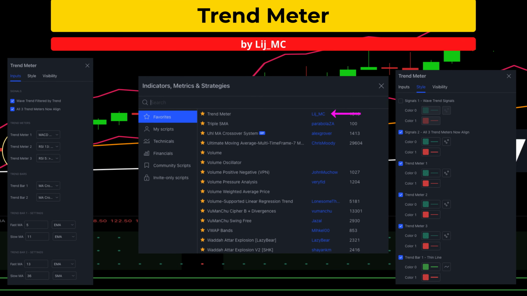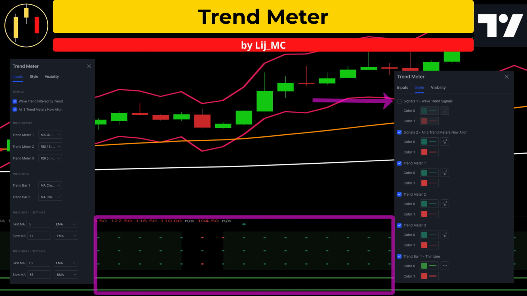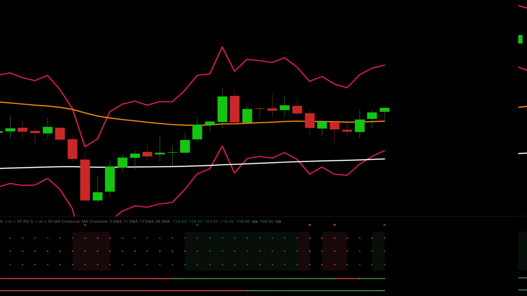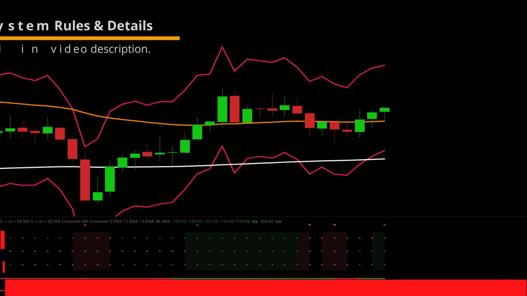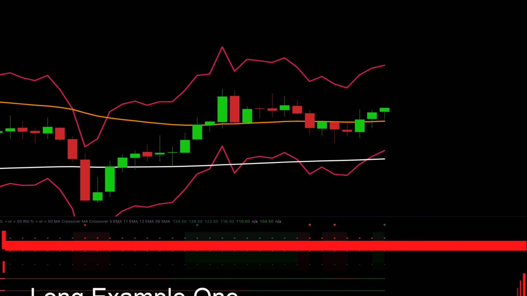The final indicator is the trend meter. Inputs will be kept at default, and I am going to uncheck signals 1. The trend meter is made up of several different indicators and displays as lines and dots on an indicator plane. The trend meter will be used to confirm entry signals. Let's go over entry criteria and review some examples. As always, system rules and details are listed in the description below.